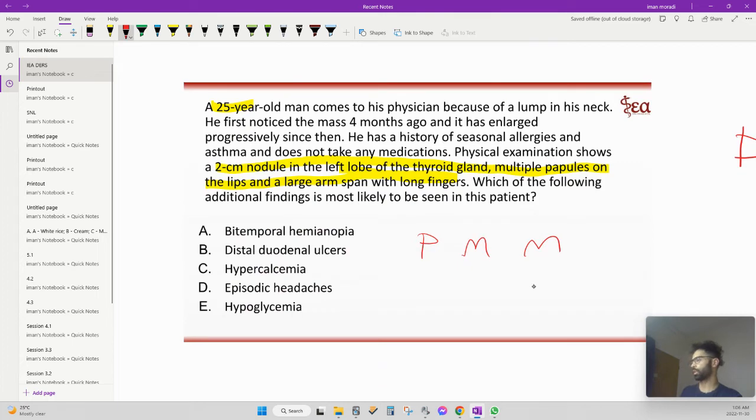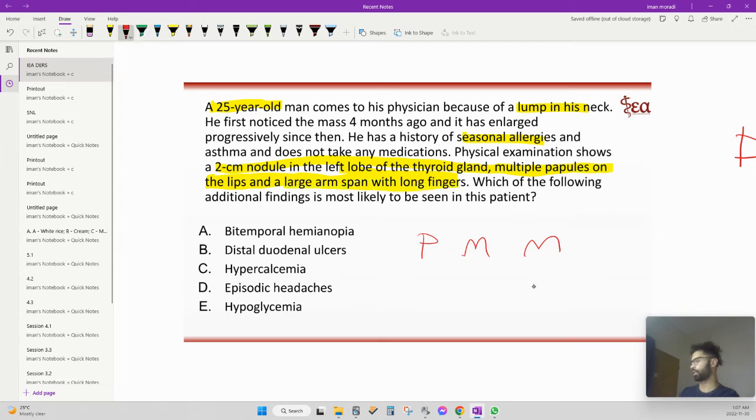Okay, so this is an MEN question, multiple endocrine neoplasias. 25-year-old, lump in the neck, history of seasonal allergies, 2 centimeter nodule in the thyroid. So we've got a thyroid tumor. Interesting. Multiple papules on the lip and a large arm span with long fingers.